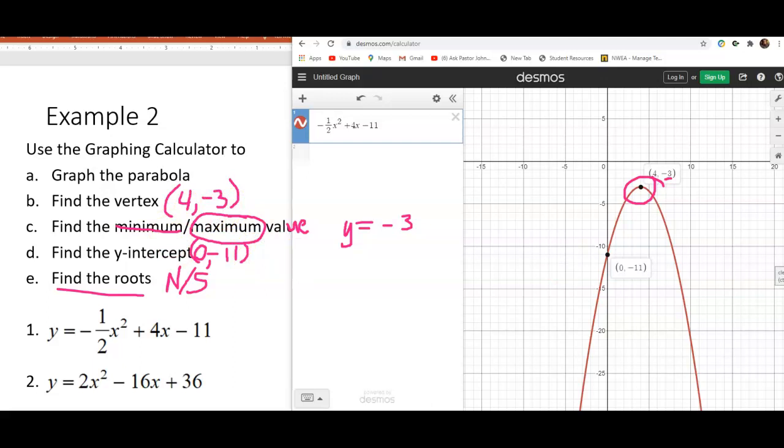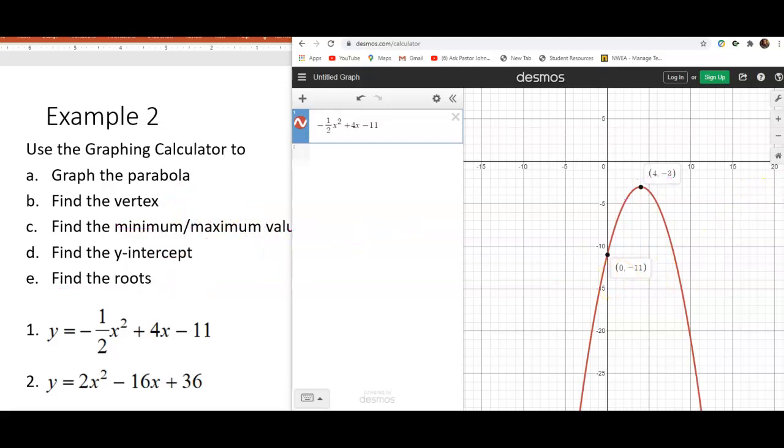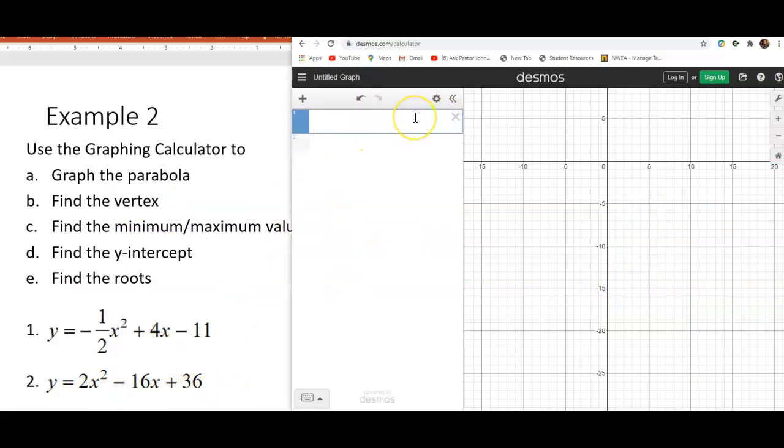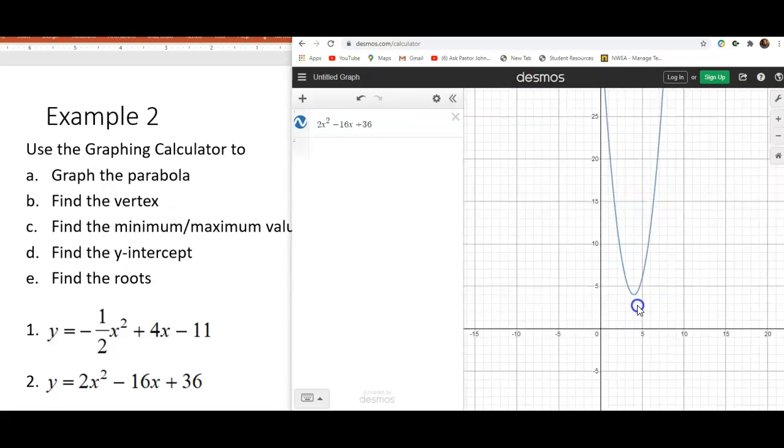Let's go ahead and do the next one there, number 2. Now I'm going to type in this parabola. Close that out. Type in a new one. So 2x, and to get the power, once again, you push Shift and then 6. Type in your 2, and then arrow out of the exponent. And then -16x plus 36. And there's our parabola.